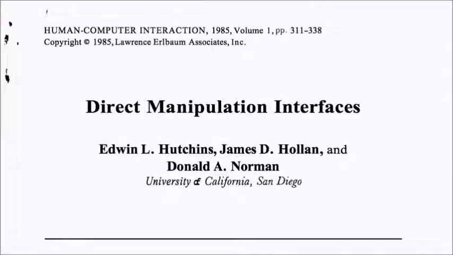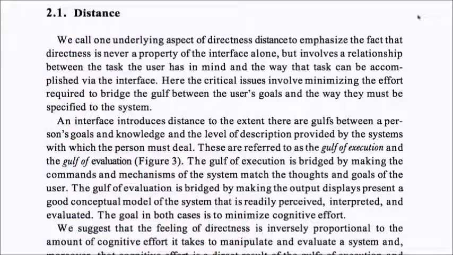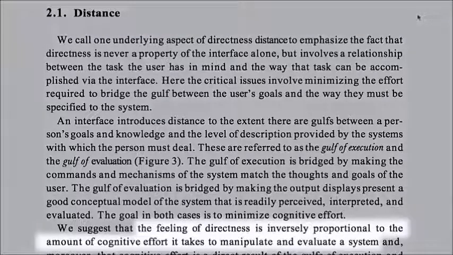Hutchins, Holland, and Norman identified two aspects of directness. The first was distance. Distance is the distance between the user's goals and the system itself. This is the idea of goals of execution and evaluation that we talk about in the context of feedback cycles. They write that the feeling of directness is inversely proportional to the amount of cognitive effort it takes to manipulate and evaluate the system. In other words, the greater the cognitive load required to use the system, the less direct the interaction with the system actually feels.